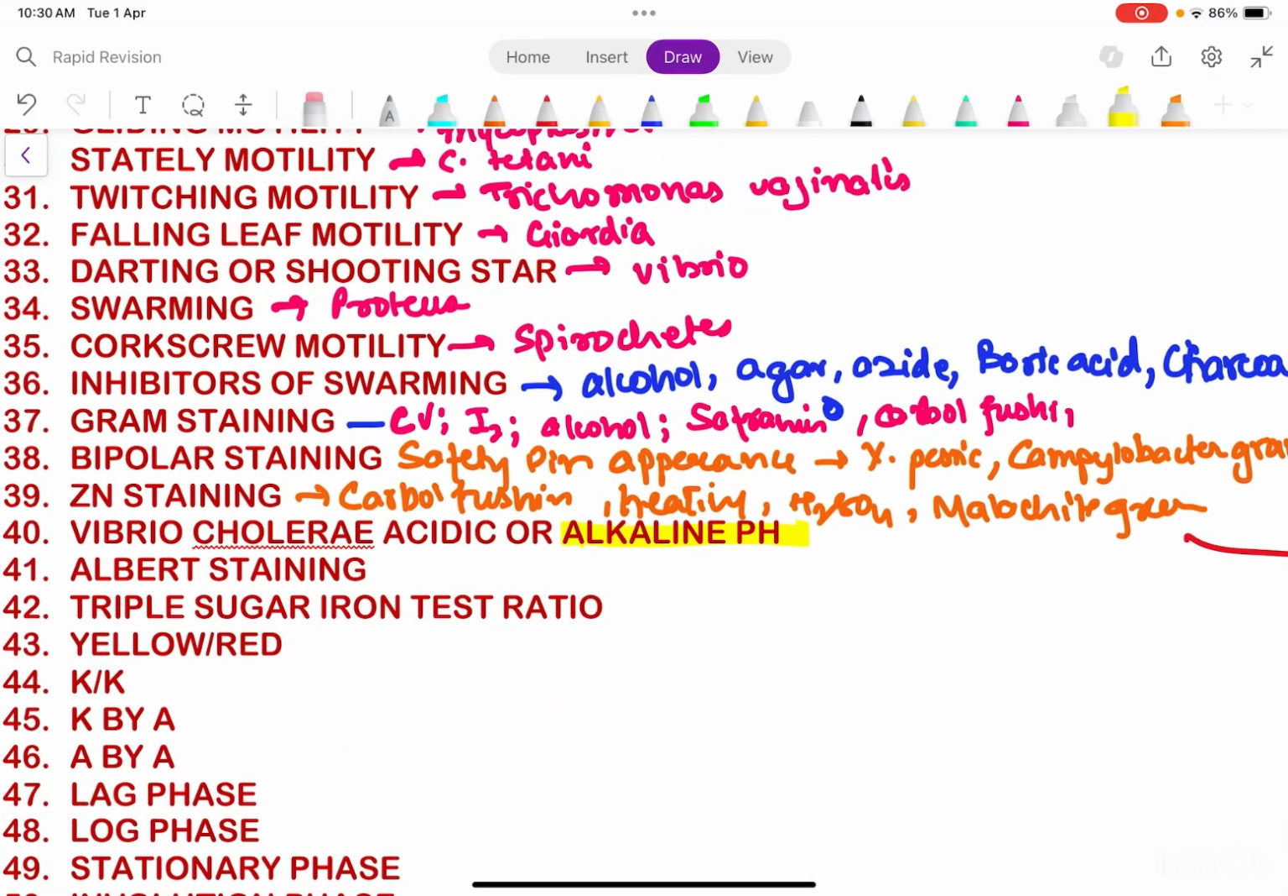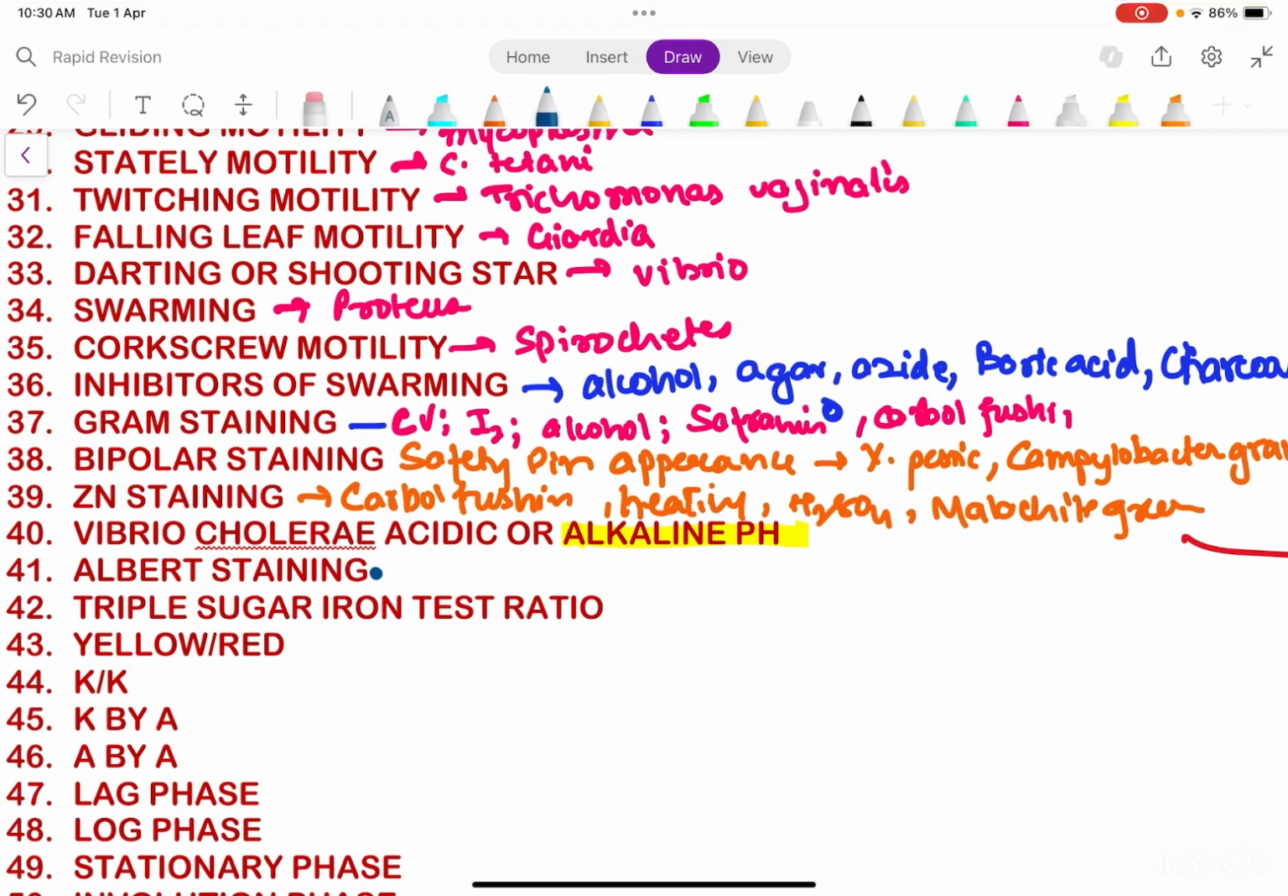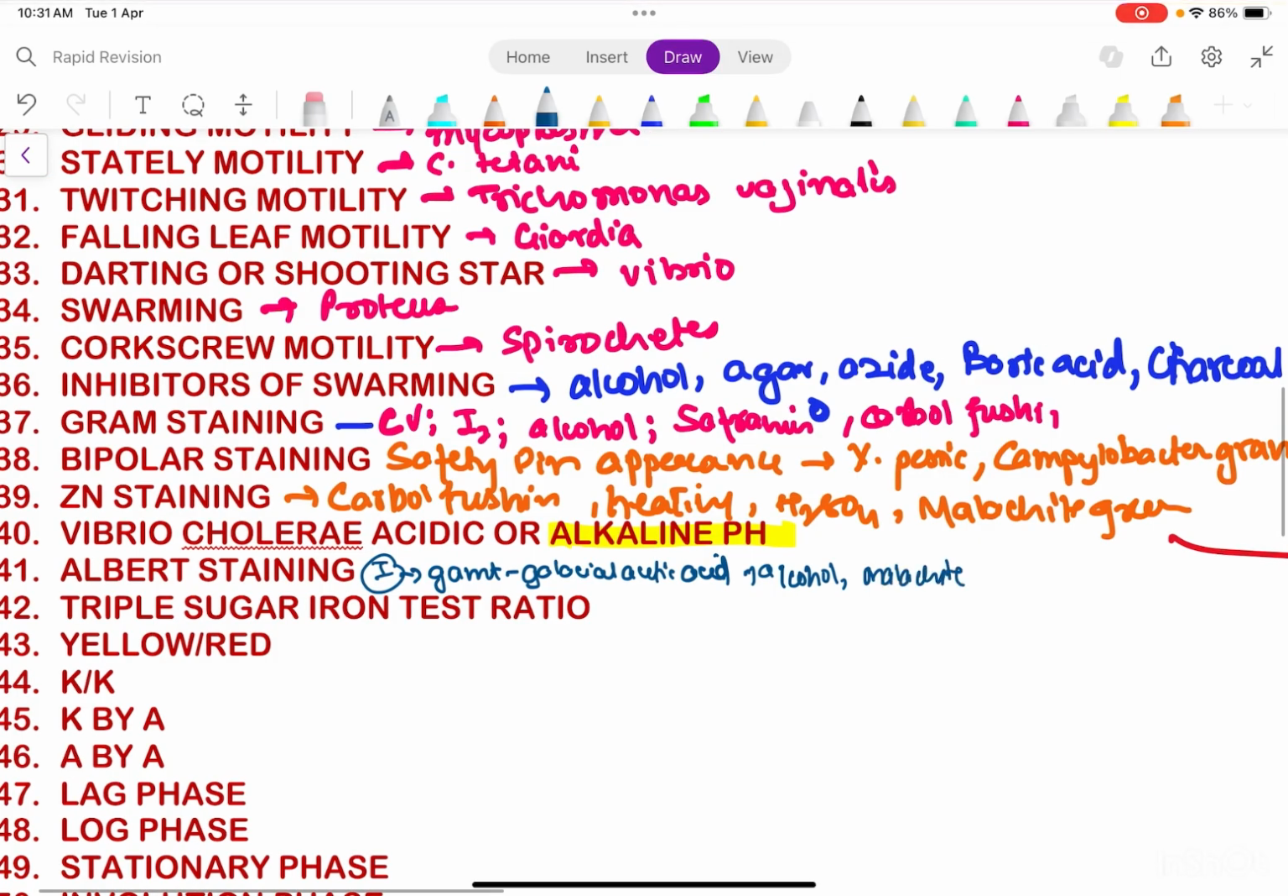Then Vibrio cholerae, is it acidic or alkaline? Its alkaline pH is in which it grows nicely. Then Albert staining. Now in Albert staining, again you have to know that you have two stains: Albert stain 1 and Albert stain 2. Albert 1 you can remember as GAMT. In this, first you have glacial acetic acid, then by A you have alcohol, then malachite green, and by T we have toluidine blue. Then Albert 2 stain has iodine and potassium iodide.